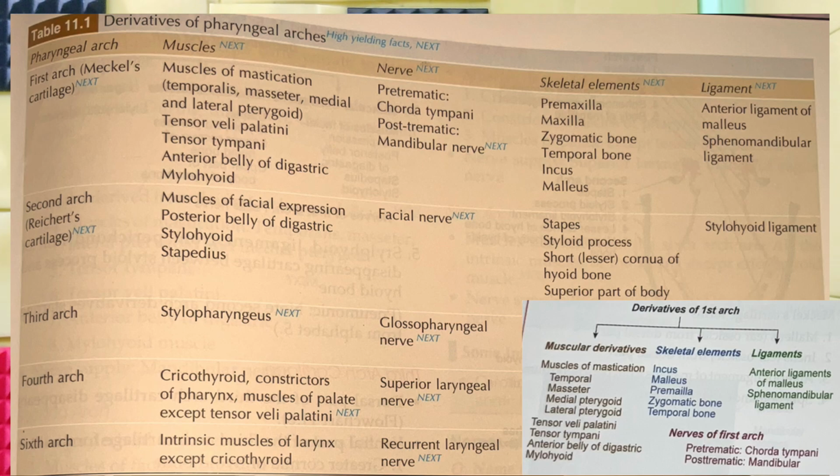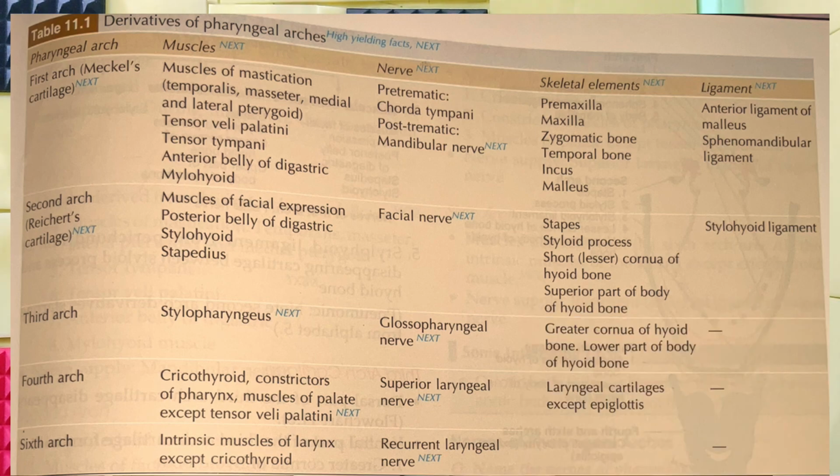Along with the bone and the cartilage from the first arch, we are also getting the muscles of mastication like temporalis muscle, masseter muscle, medial pterygoid and lateral pterygoid muscles. Along with the tensor veli palatini muscle, tensor tympani muscle, anterior belly of digastric muscle and mylohyoid muscle. Okay. And in the nerve, we are getting the chorda tympani nerve and the mandibular nerve.